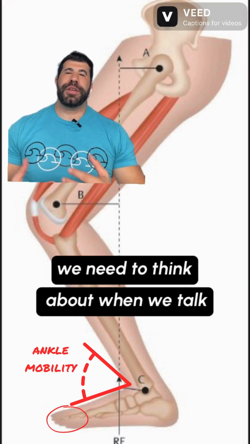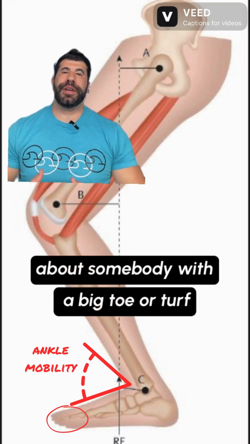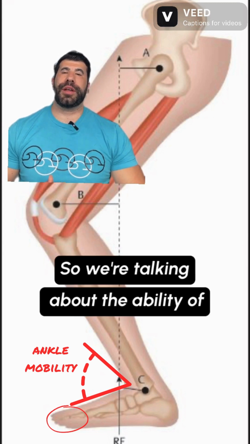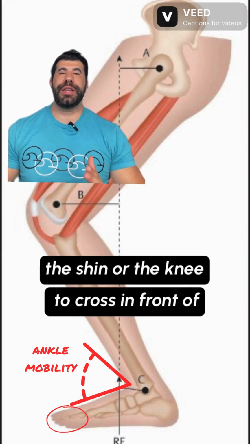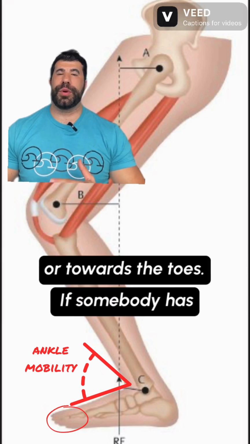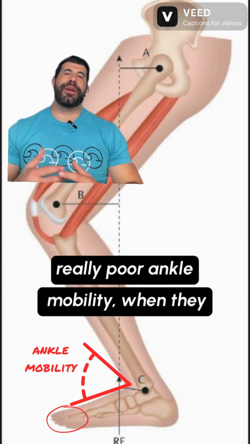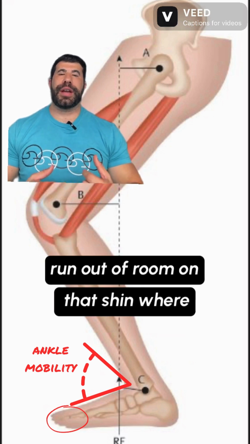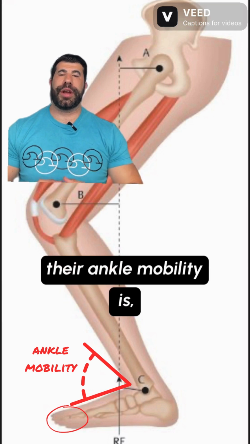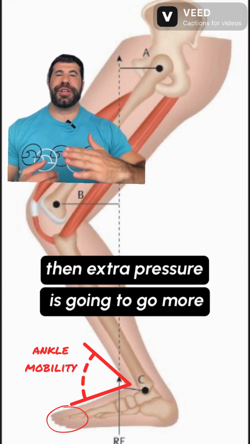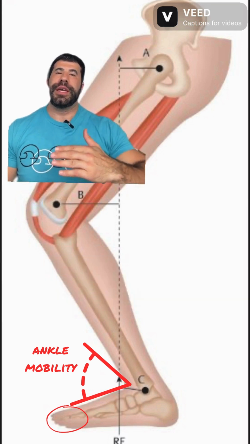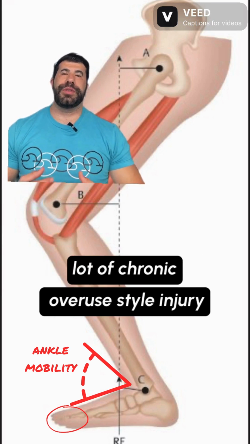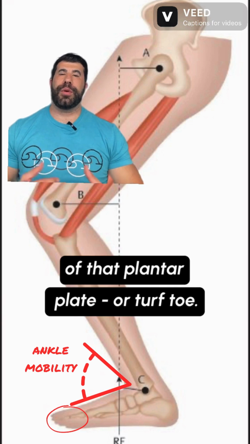So the other thing we need to think about when we talk about somebody with a big toe or turf toe injury is their ankle mobility. So we're talking about the ability of the shin or the knee to cross in front of or towards the toes. If somebody has really poor ankle mobility, when they go to walk or run or pivot, what's going to happen is if they run out of room on that shin where their ankle mobility is, then extra pressure is going to go more towards the front of their foot, especially that big toe and that plantar plate, which can lead to a lot of chronic overuse style injury of that plantar plate or turf toe.